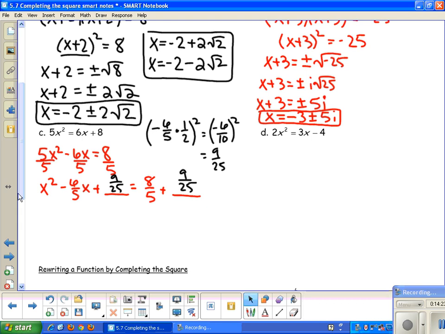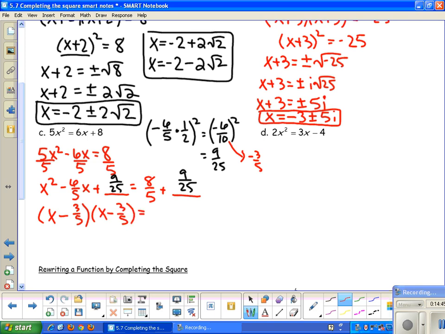So now we want to factor this, and when I factor this, remember we said this factors into x, and since our linear term is negative, this is going to be negative in here. So minus, and it's always half the linear term, so this right here is really negative 3/5, and then we squared it to get 9 over 25. So x minus 3/5 times x minus 3/5 equals... And then, of course, we're going to do 8 fifths plus 9 over 25 is 49 over 25. And you can use your calculator math fraction key to get that.